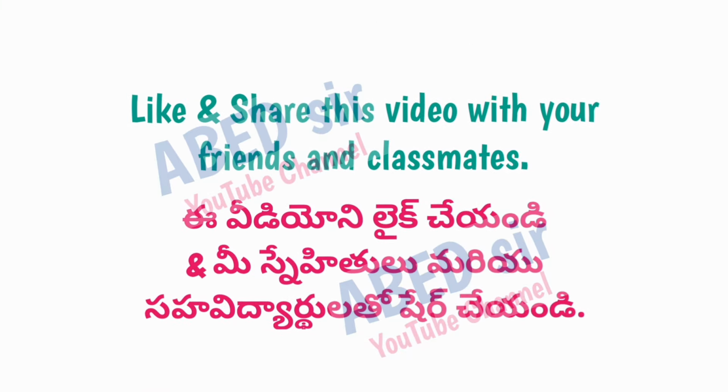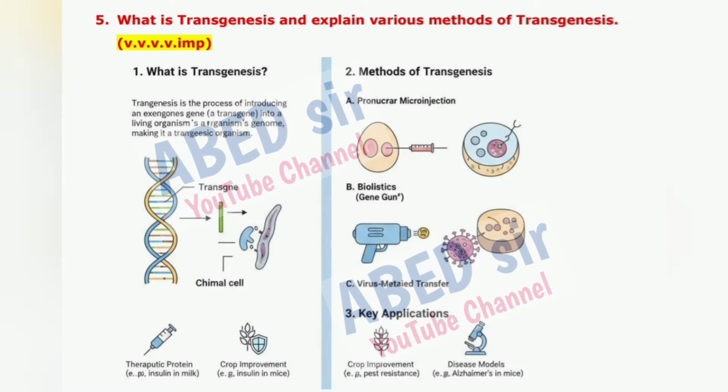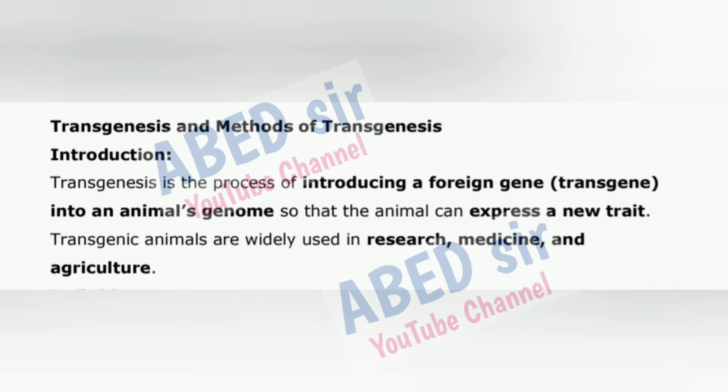Next important long question is: 5. What is transgenesis, and explain various methods of transgenesis. Transgenesis and methods of transgenesis. Introduction. Transgenesis is the process of introducing a foreign gene, transgene, into an animal's genome so that the animal can express a new trait. Transgenic animals are widely used in research, medicine, and agriculture.